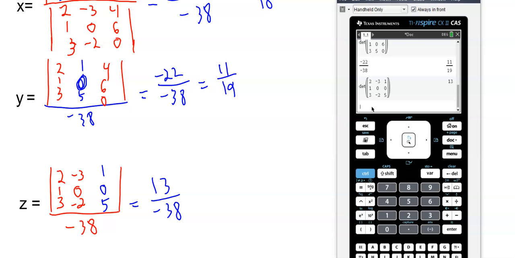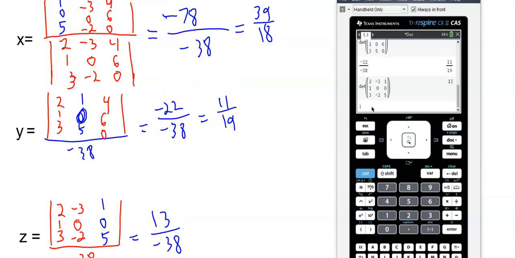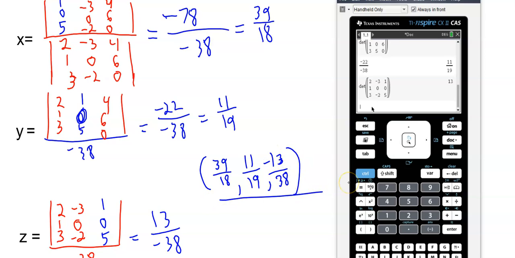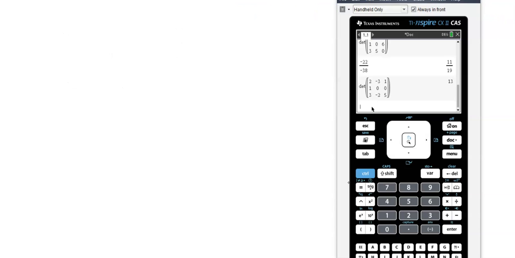So my final answer is, I guess it'd be 39/18 comma 11/19. Wow, what a bizarre answer. And -13 over 38. That's it. So you see, that'd be kind of a pain to solve by hand. That's not an easy thing. So the bigger the system is, the easier Cramer's rule is to do, because the calculator can handle these as you get bigger and bigger. So I think y'all are getting it. So we're going to stop the lesson there. Thanks.